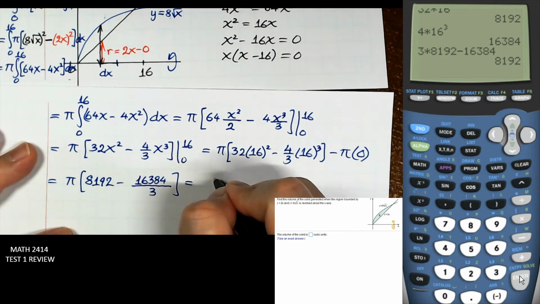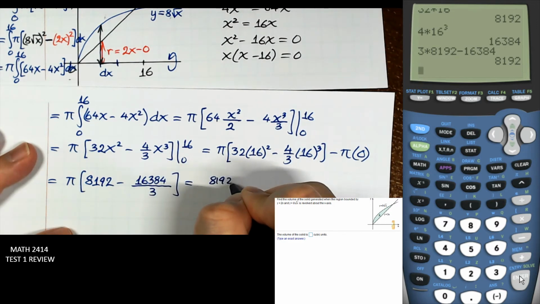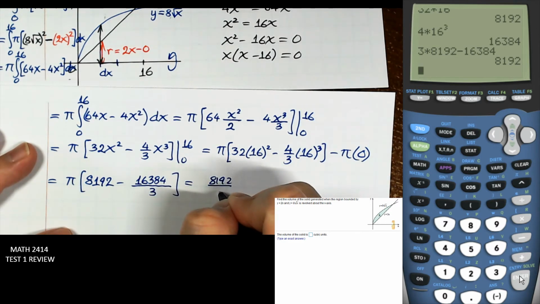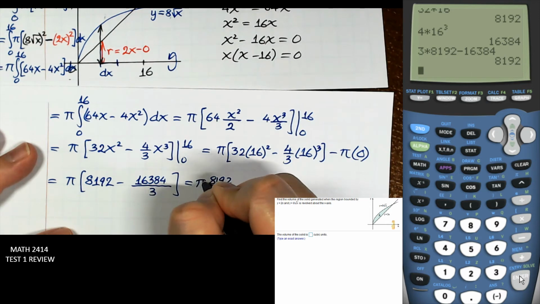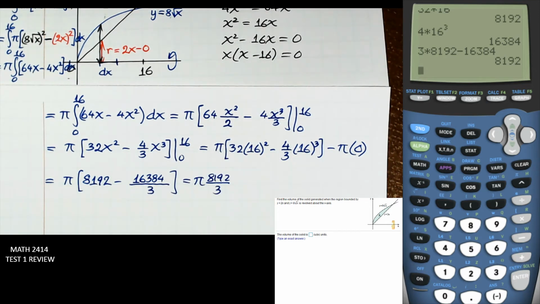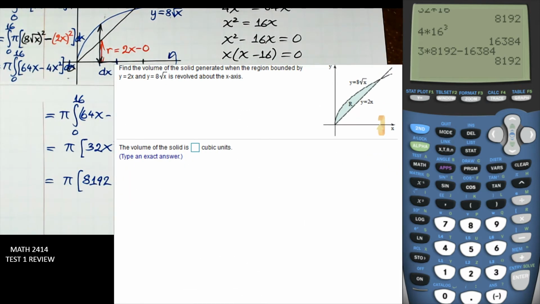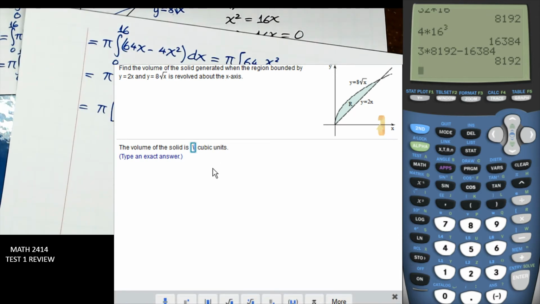And we just have 192/3 with a pi. Okay, pi times 192 pi divided by 3.